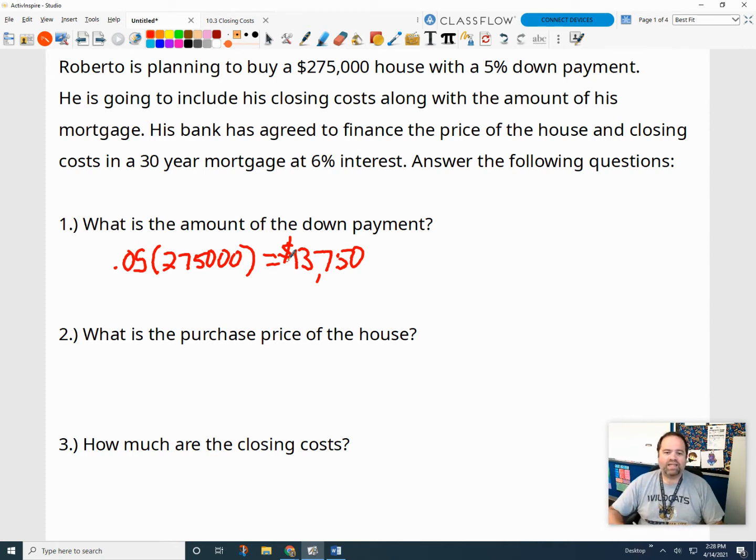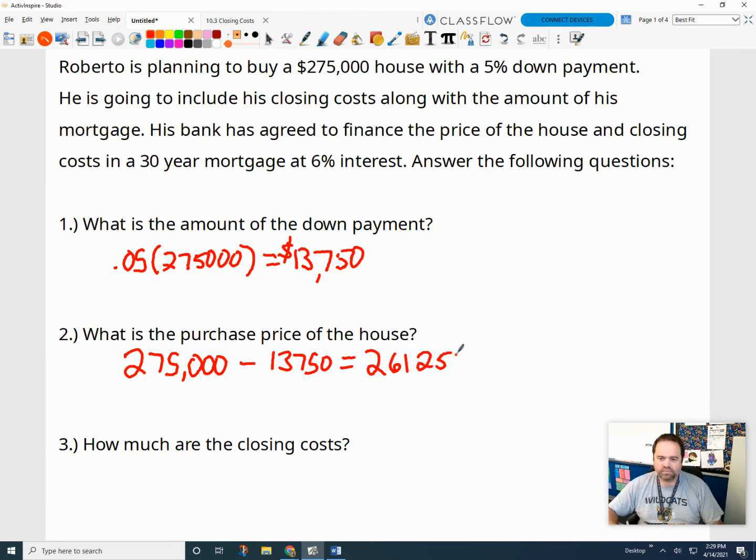Then subtract that from the actual purchase price of the house. So he may have agreed to buy this $275,000 house, but because he's making a $13,750 down payment, he's only going to have to borrow from the bank $261,250. So that is what he's going to have to borrow from the bank.